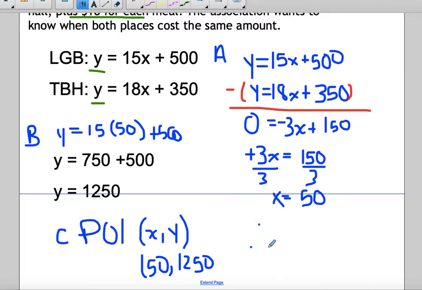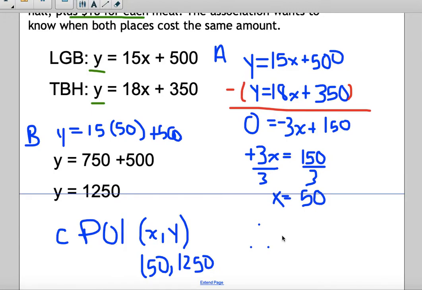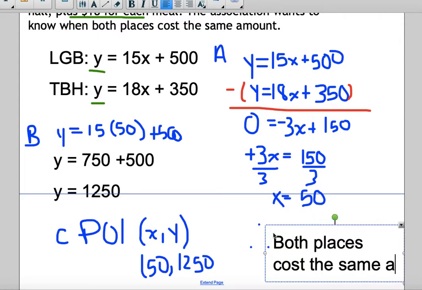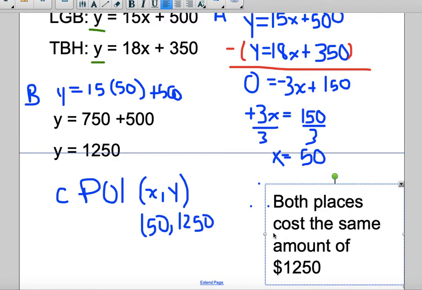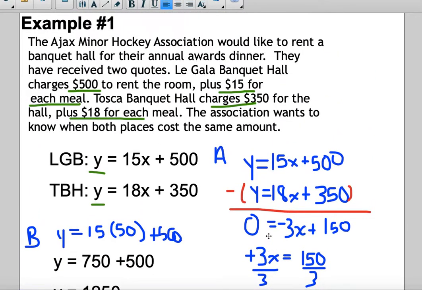So therefore, when we answer the question, the association wants to know when both places cost the same amount. Both places cost the same amount of $1,250 when 50 people attend. And that is the solution to this system of equations.